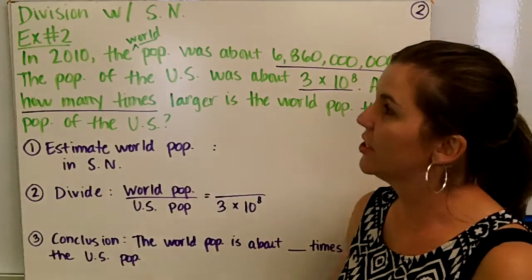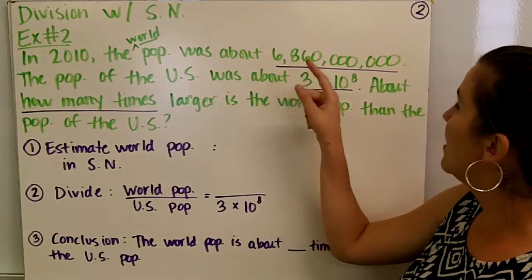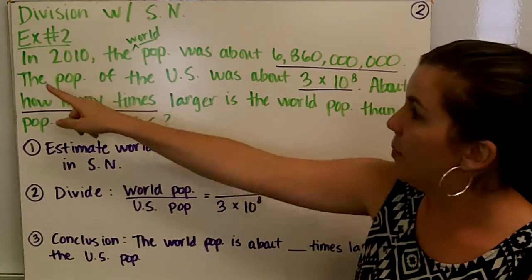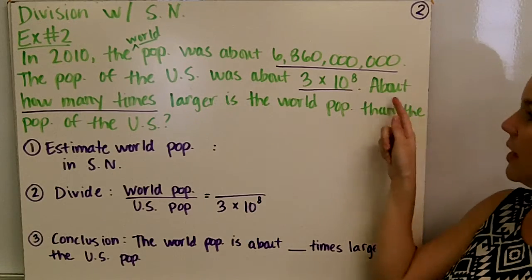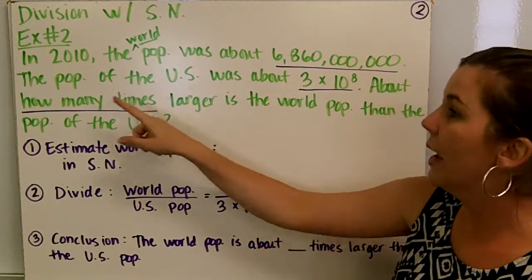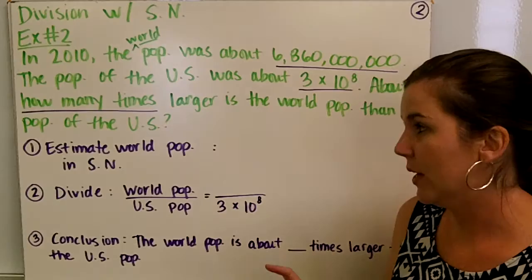Division with scientific notation. Example number 2. In 2010, the world population was about 6,860,000,000. The population of the U.S. was about 3 times 10 to the 8th power. About how many times, that's a key phrase we've used before, how many times larger is the world population than the population of the U.S.?